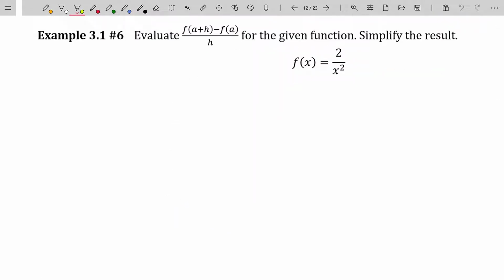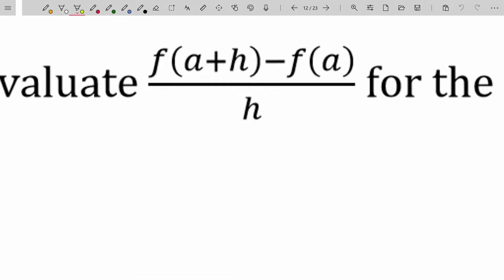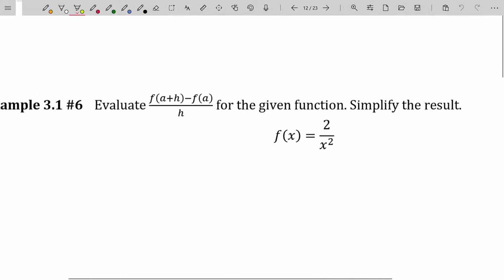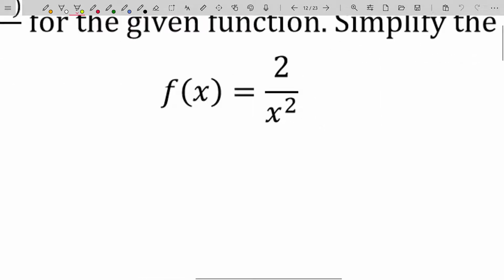Now here's something that might be slightly new, even though it's in a review video. This thing right here is very important as you move forward in mathematics. This type of expression is called the difference quotient. It is not the focus of this video, so don't worry too much about memorizing that name or even the structure of it. However, it is super important. We want to evaluate f at a plus h minus f evaluated at a, all over h, for this given function.